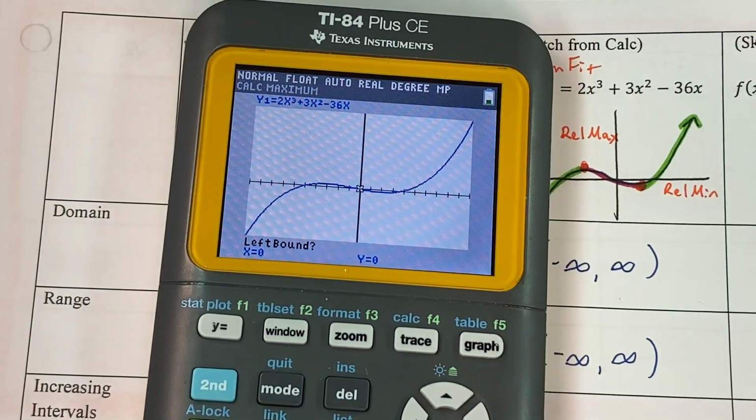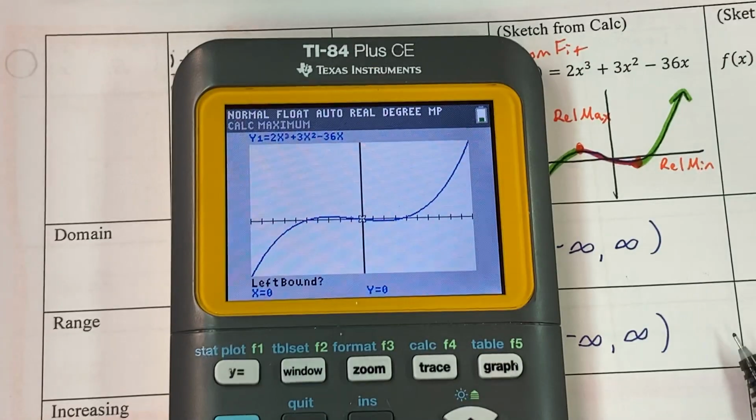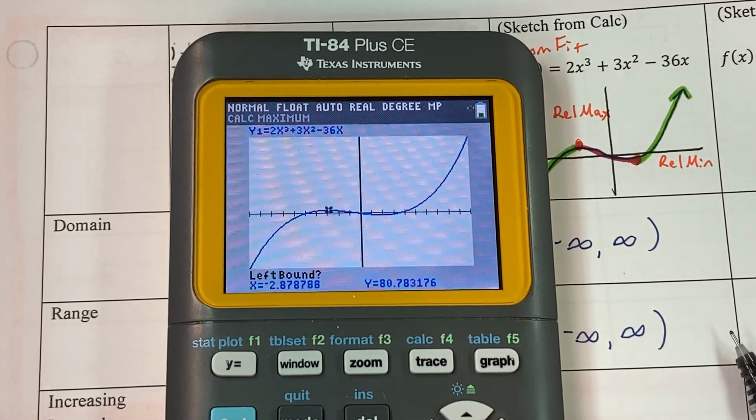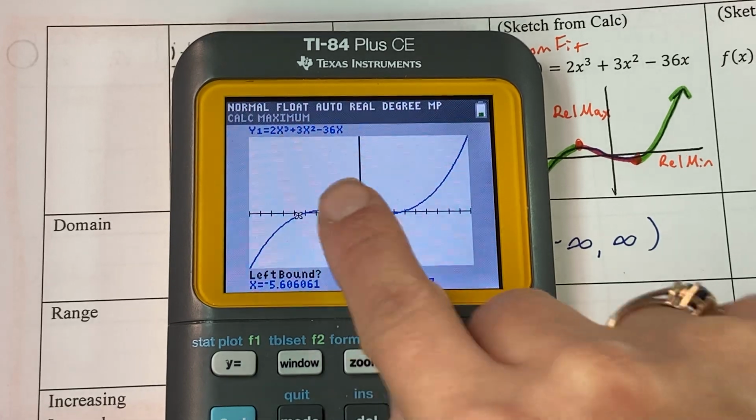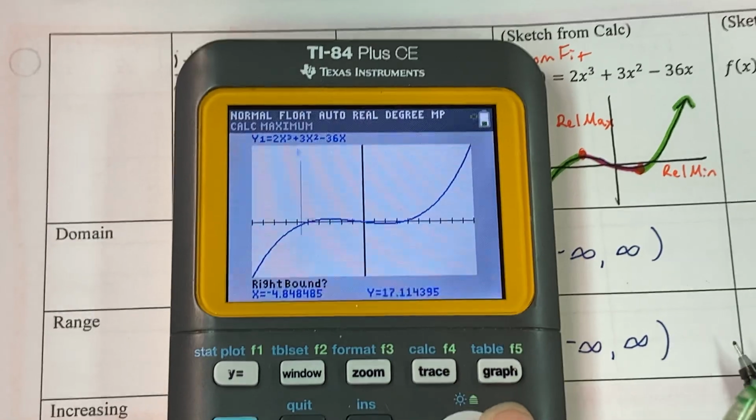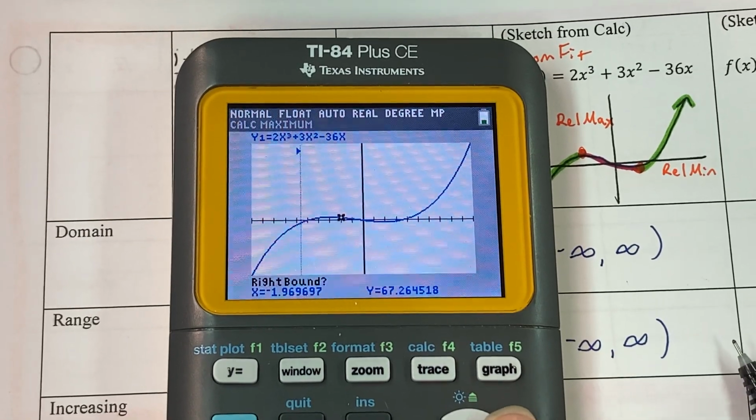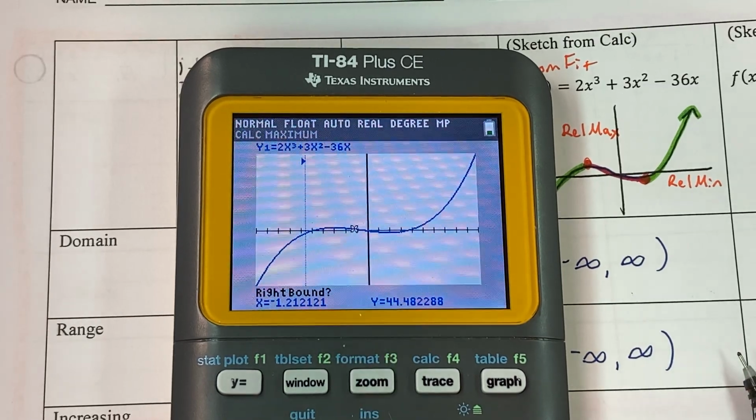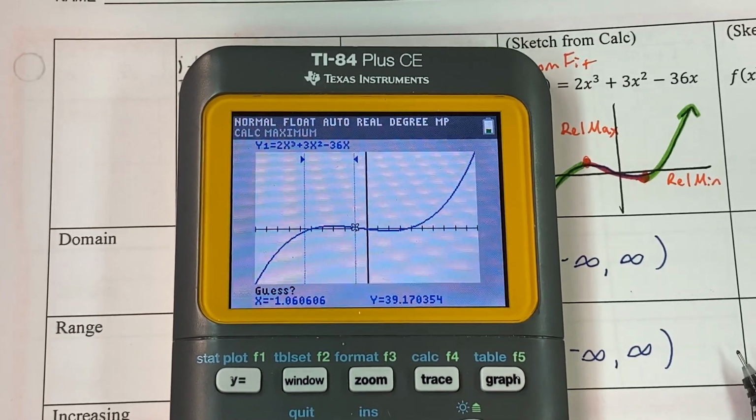So folks, for this left bound of this maximum point, we just want to make sure that we are far enough to the left of where that maximum is occurring. So somewhere over here, good enough. Same with the right bound. We want to make sure that we're far enough to the right of it because I can't tell exactly where it's at. It's somewhere in there. So I just want to make sure I'm far enough over.